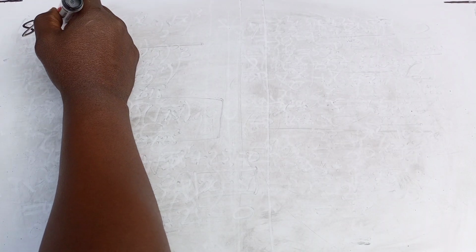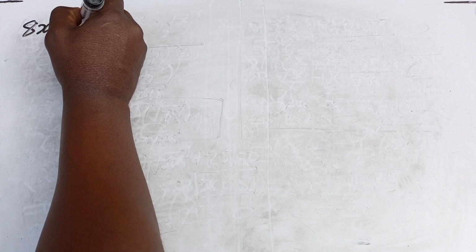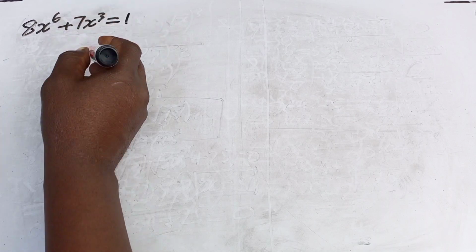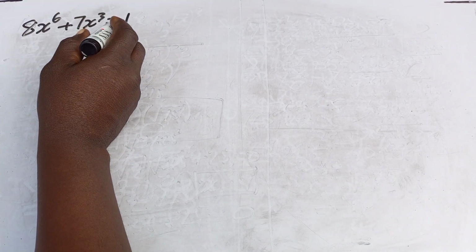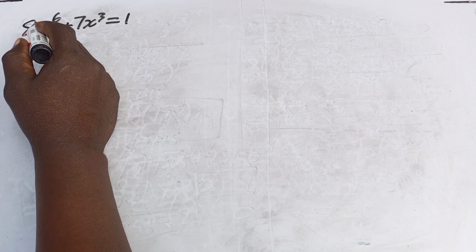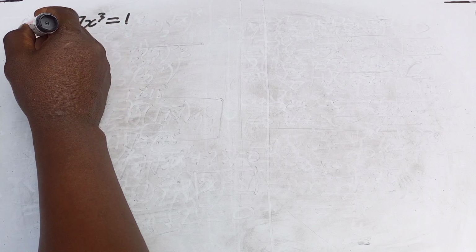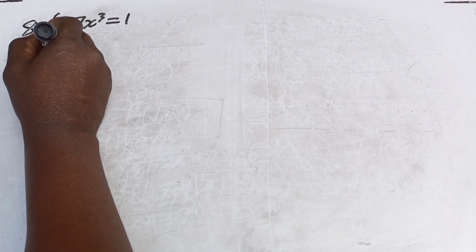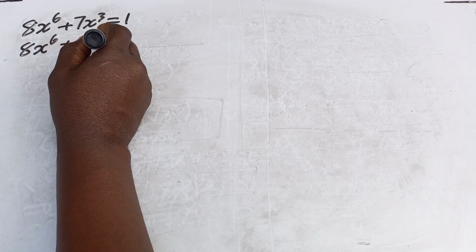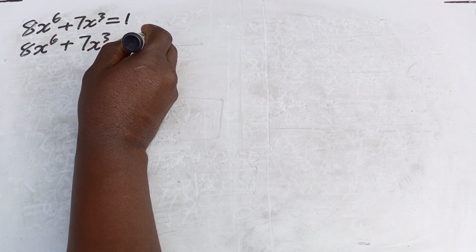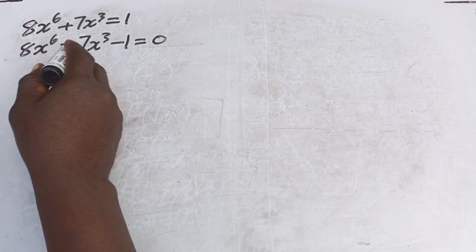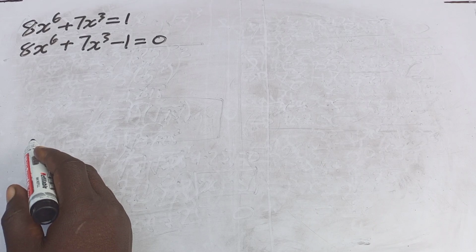8x to the power 6 plus 7x cubed is equal to 1. The first thing to do is to take this one from the right hand side to the left hand side, so that we'll have 0 on the right hand side. We have 8x to the power 6 plus 7x cubed minus 1 is equal to 0. This is the polynomial equation of degree 6.